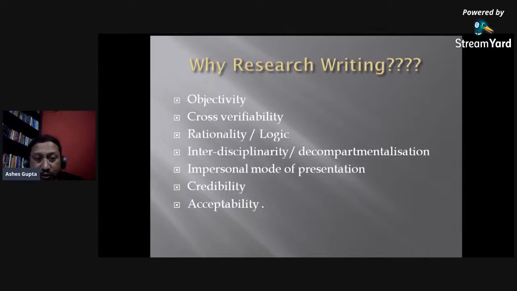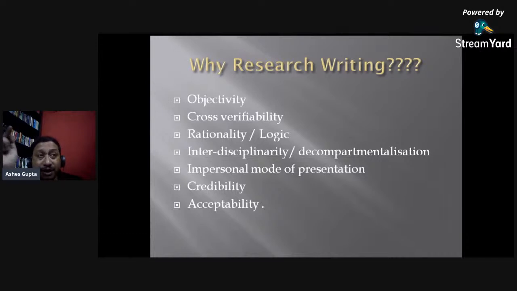It should be personal, objective, rationally verifiable. Next is the point of credibility. What do I mean by credibility? As I said, as you move upwards in this pyramidal structure of higher academia, you come to a point where what you say, what you write counts as a researcher. That is what your credibility as a researcher is.